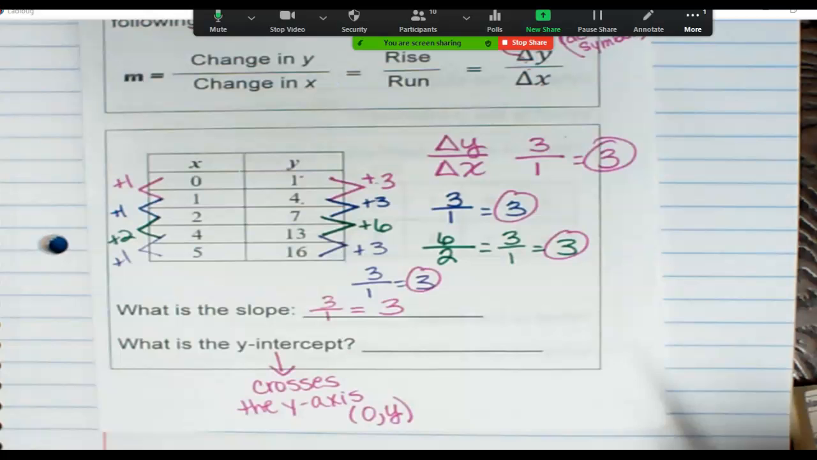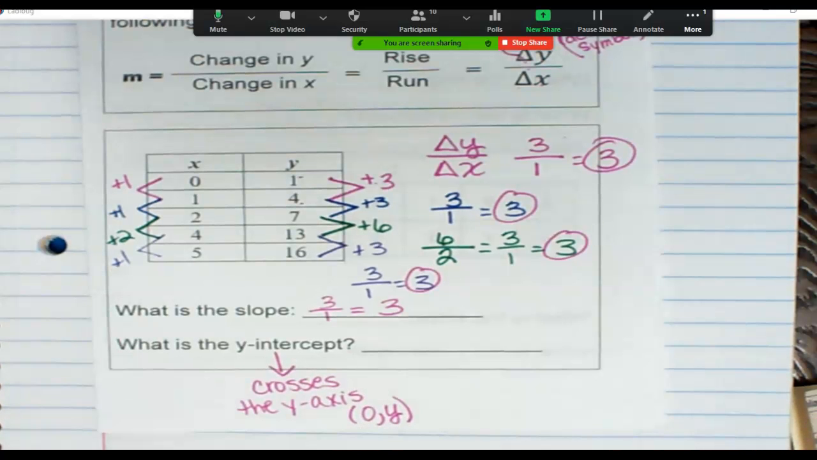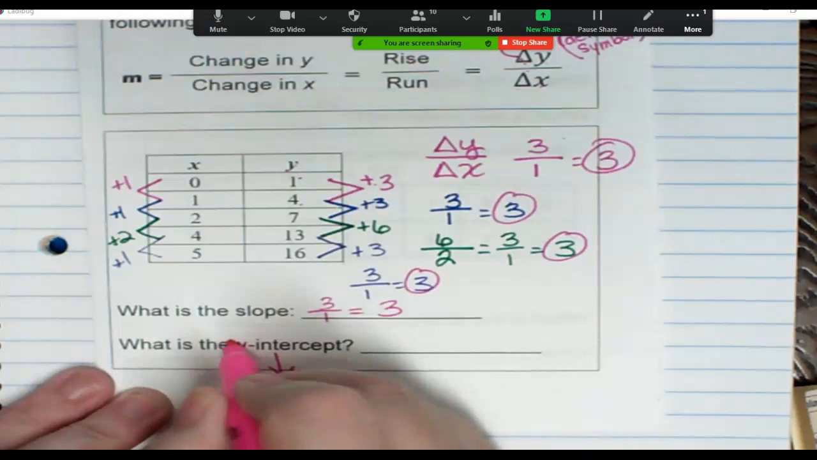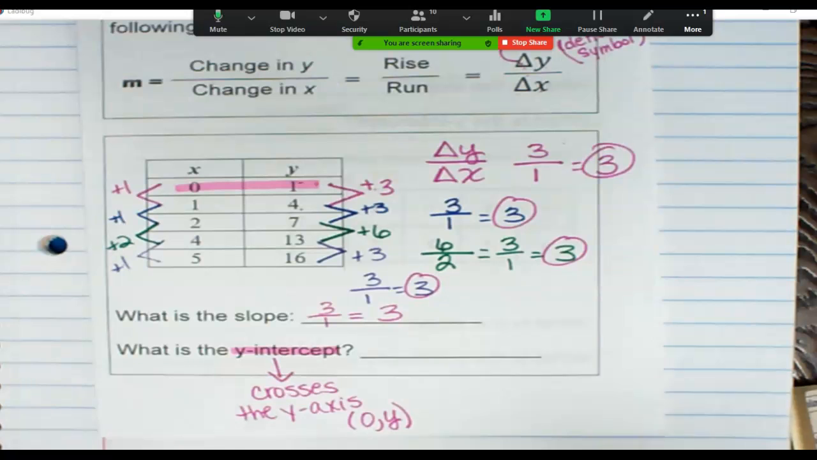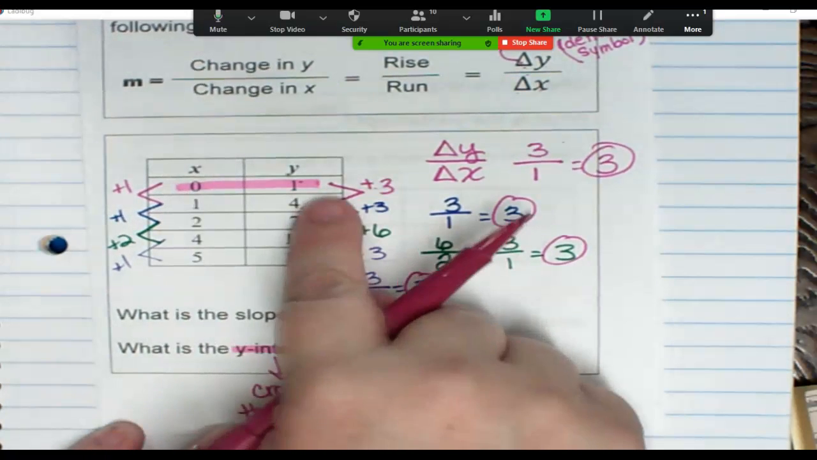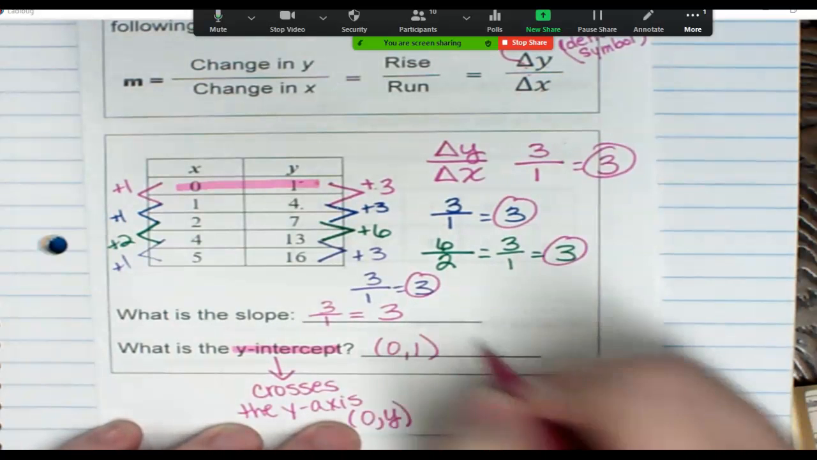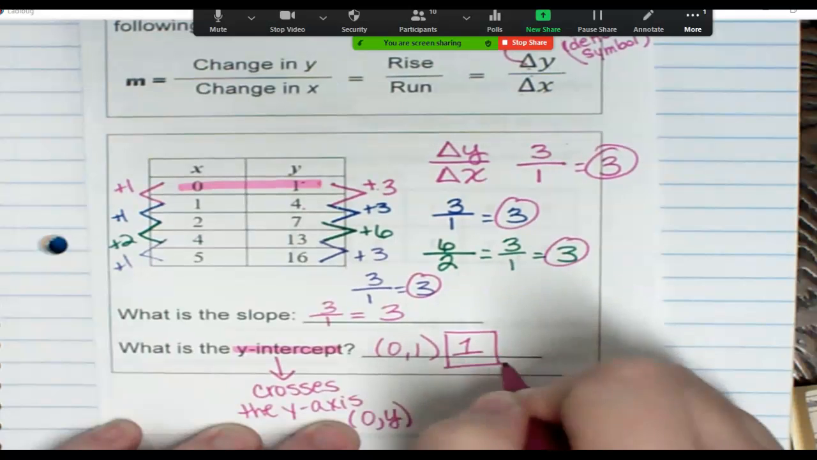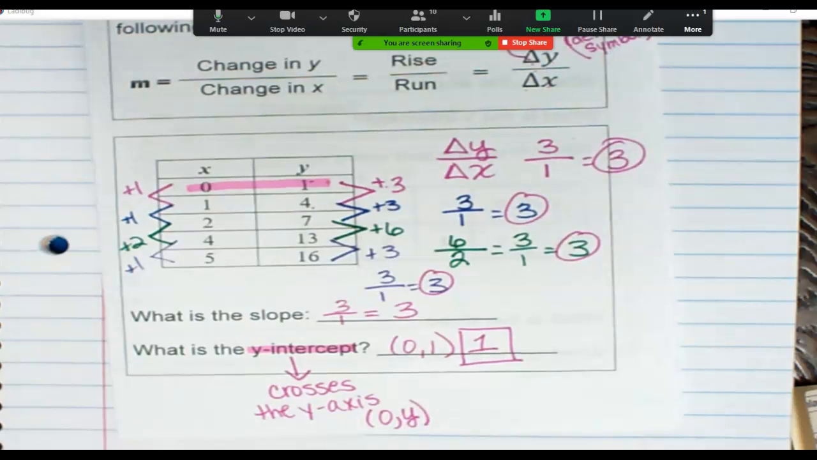Because if I'm plotting the point, I can't go left or right on the x-axis, can I? I have to stay at 0 so that way I stay on that y-axis. So knowing that my ordered pair has to be 0 for the x value, what would be my y-intercept in this table? 0 and what? So if my ordered pair is 0, 1, what would be my y-intercept? 1. Because the ordered pair tells me that that point is going to be on the y-axis at 1. 0, 1.